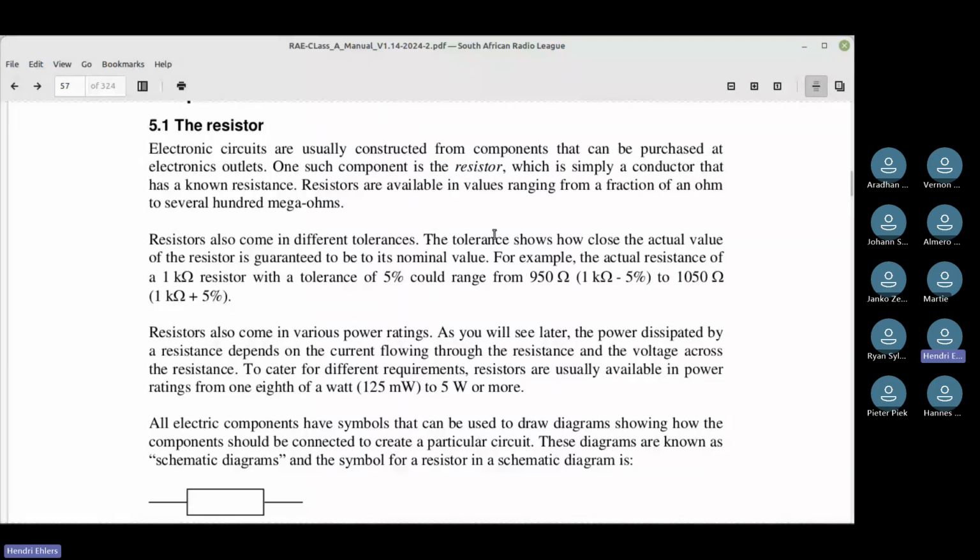Different tolerances, that's important. The tolerance shows how close the actual value is. We're going to do that now. You get them in 5%, 10%, and then it sounds like somebody wants to be admitted.